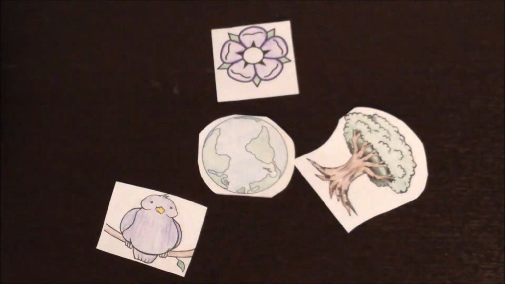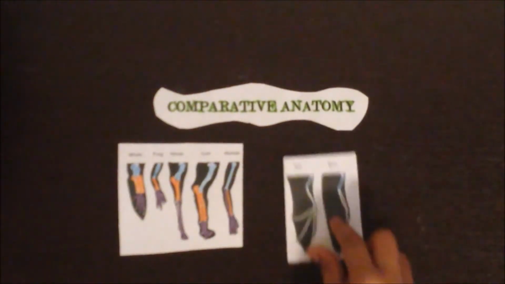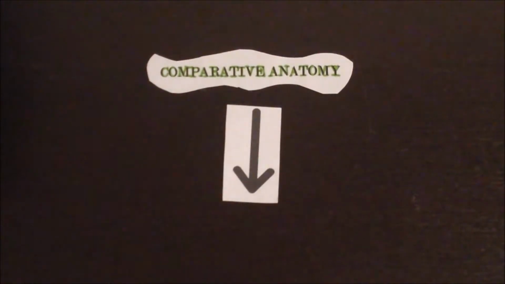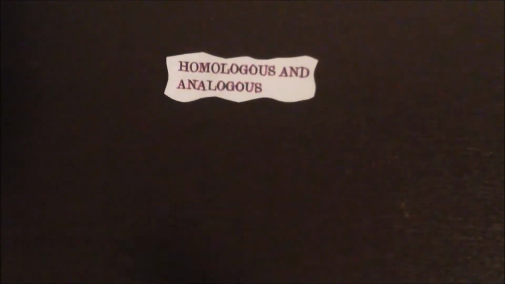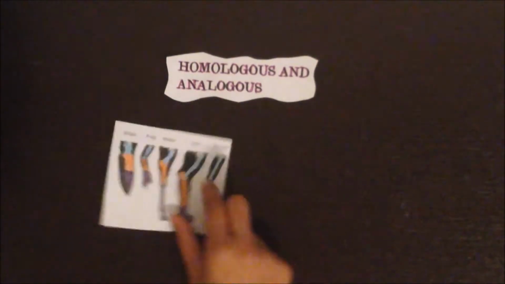Because of fossils, we are able to understand how long life has existed on Earth and how different organisms relate to one another. The study of fossils leads us to the other subject of comparative anatomy. Comparative anatomy is the study of the similarities and differences in the structures of different organisms. Comparative anatomy is, like fossils, another form of evidence for evolution. There are two main parts of comparative anatomy, them being homologous and analogous structures.